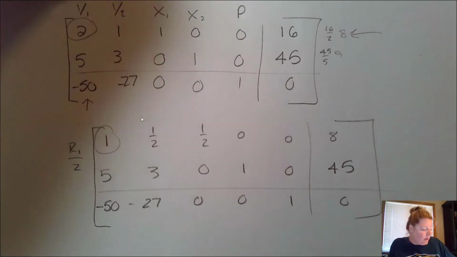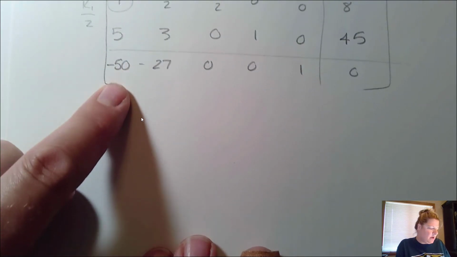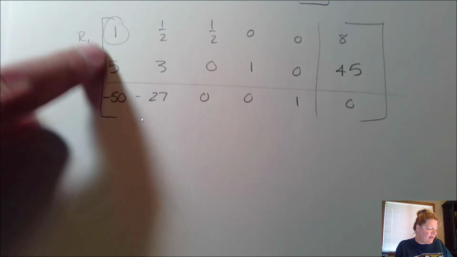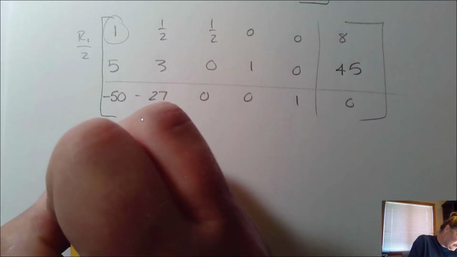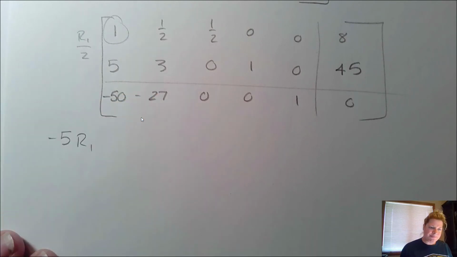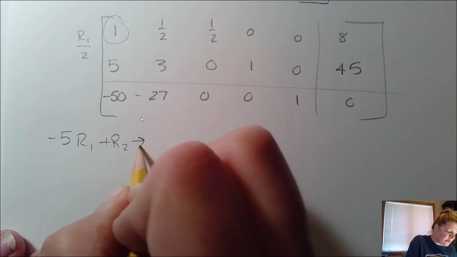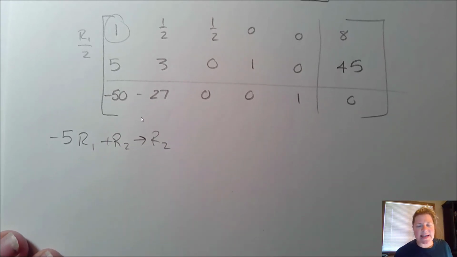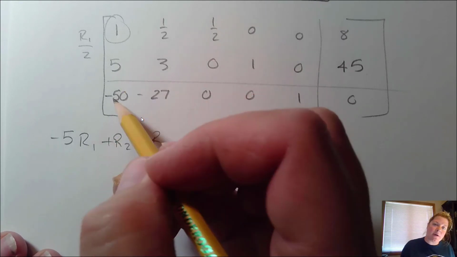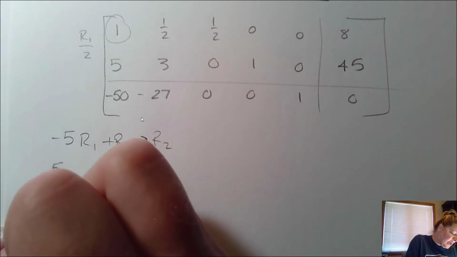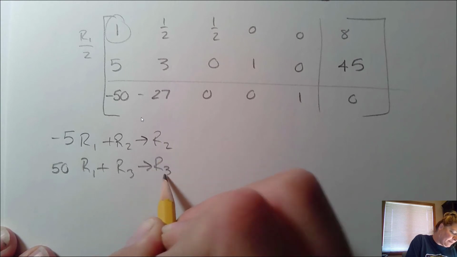Okay, so now we want to get the zeros under our 1. So we need this to be a 0 and this to be a 0. So we're going to times by negative 5 to get this one and positive 50. So negative 5 times row 1 plus row 2, replace on row 2. Remember, we never change our row that is our pivot row. We change the other two to have 0 here, 0 here. So then 50 times row 1 plus row 3, and we'll replace that on row 3.